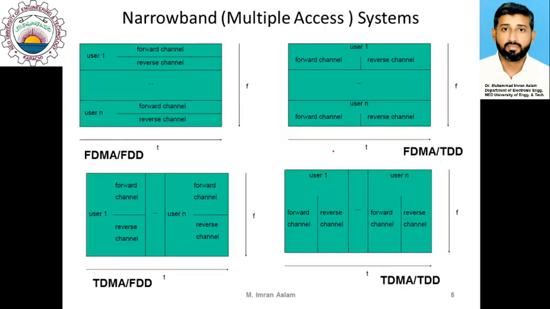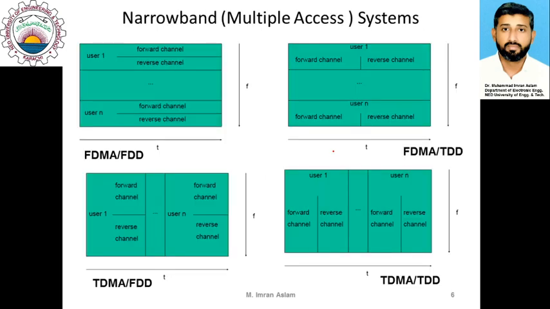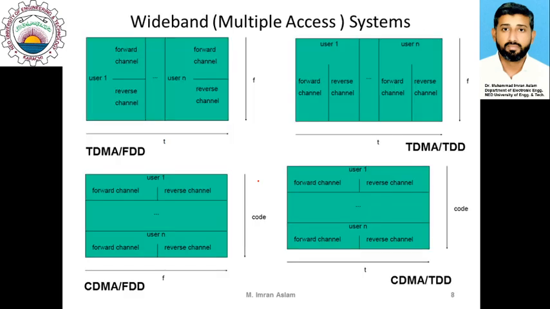So quickly summarizing, we generally have either narrowband systems or wideband systems. In narrowband systems we use either FDMA or TDMA. In wideband systems we use either TDMA or CDMA. And for duplexing, in all cases we use either frequency division duplexing or time division duplexing.